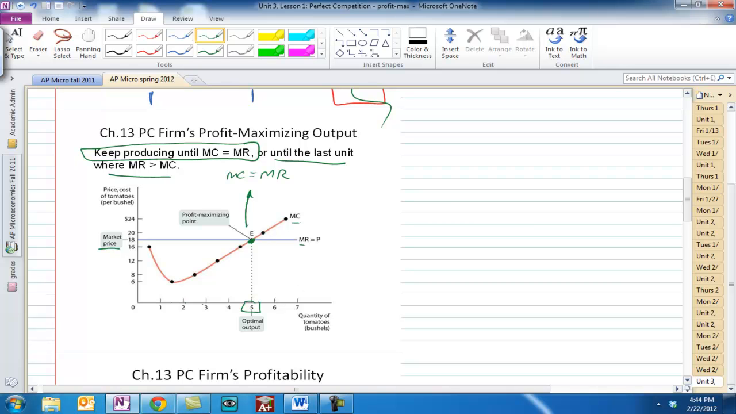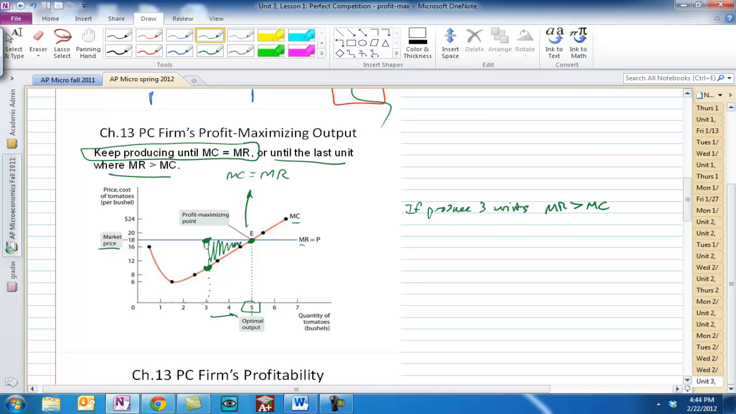So why is this? Let's think about what is happening if the firm is not producing 5 units. If the firm produces 3 units, let's show that on the graph. At 3 units, here's the marginal revenue and here's the marginal cost. Marginal revenue is greater than the marginal cost. And we can say that they're leaving profit on the table. They're leaving this profit here unearned by not producing more units of output.